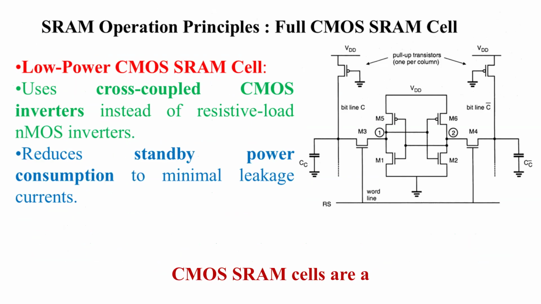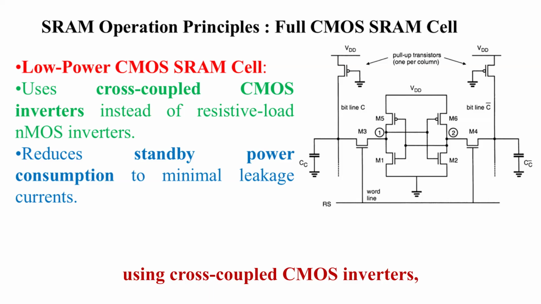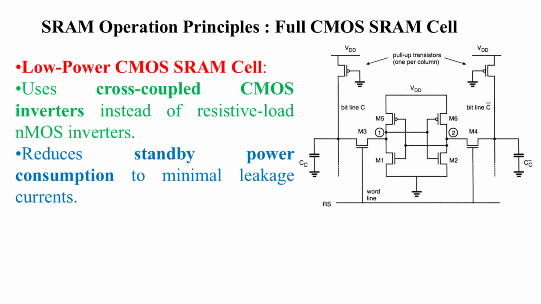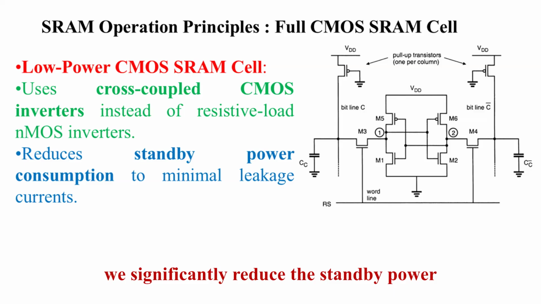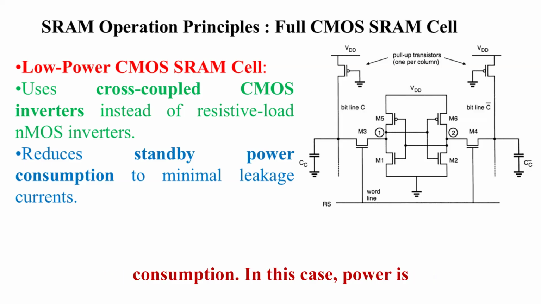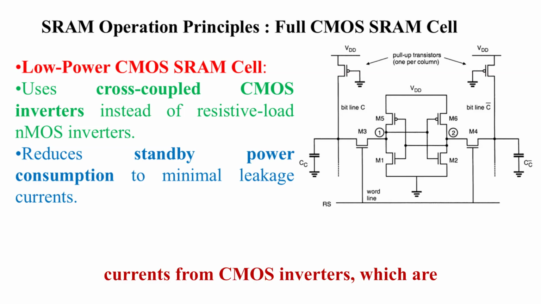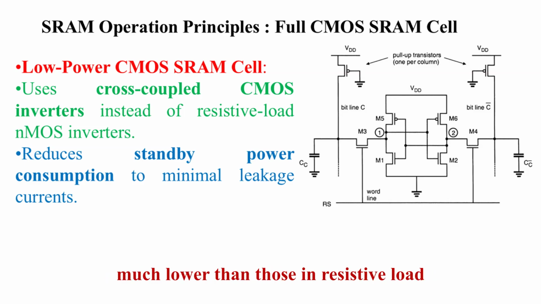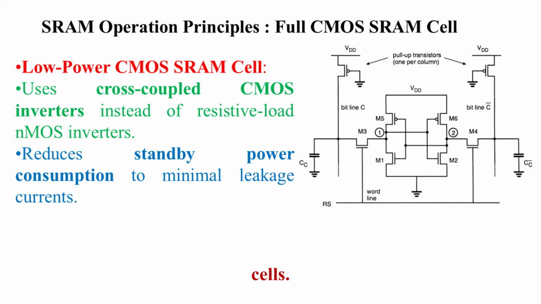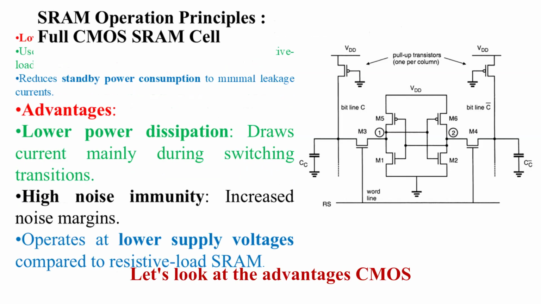CMOS SRAM cells are a major improvement over traditional resistive load NMOS cells. By using cross-coupled CMOS inverters, we significantly reduce the standby power consumption. In this case, power is primarily limited to the small leakage currents from CMOS inverters, which are much lower than those in resistive load cells. Let's look at the advantages CMOS brings to SRAM.